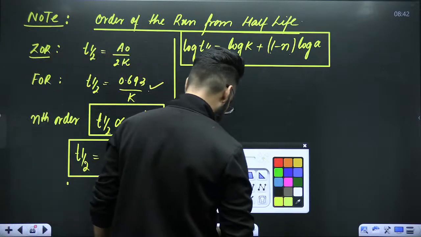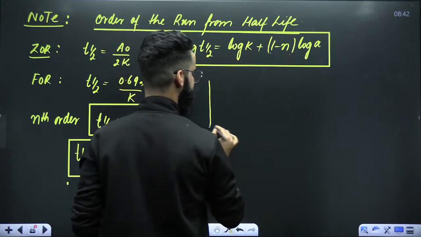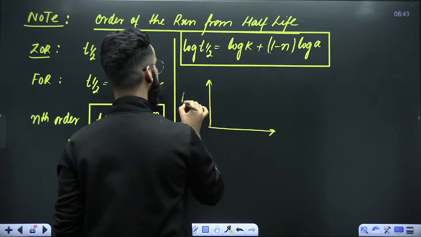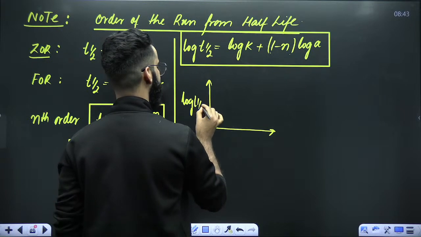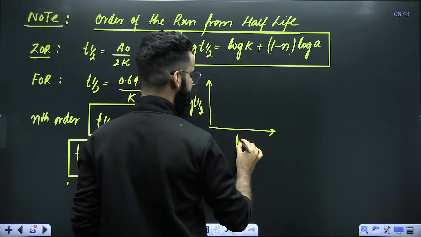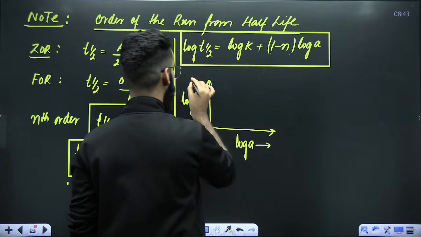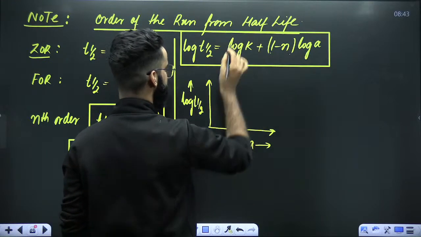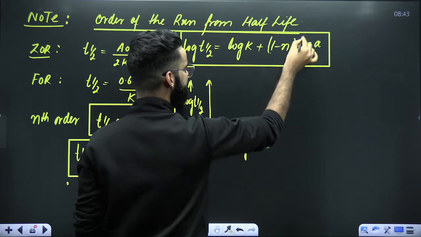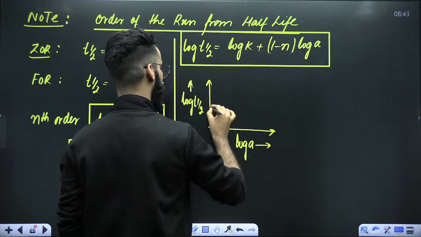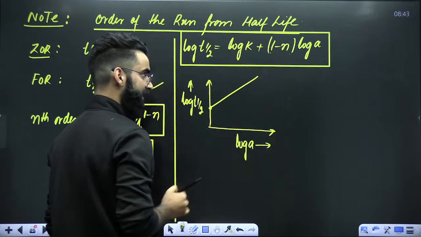So first thing, for example, I'm making a graph. Let's say I have to make a graph. The graph is between log of T half versus log of initial concentration. So this is y, this is x, this is m, this is c. Y is equal to mx plus c. It's going to be a straight line like this.